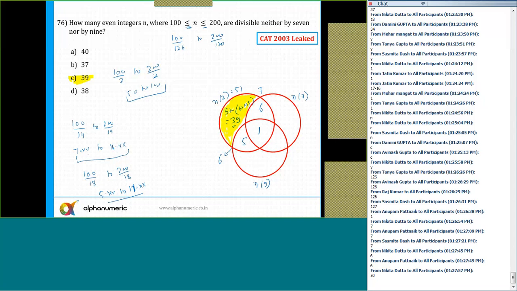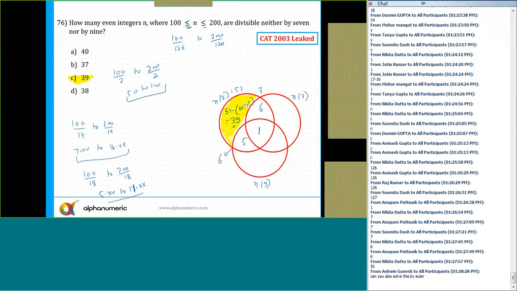And look at it, options are also very close. Okay, can we also solve by Euler's? No, Euler's has a limited application. Euler's is only used if the numbers are neither a multiple of 2 nor 3 nor 7. Everything which is outside this range, then we could have done that.